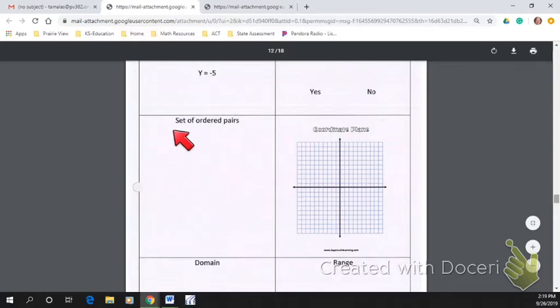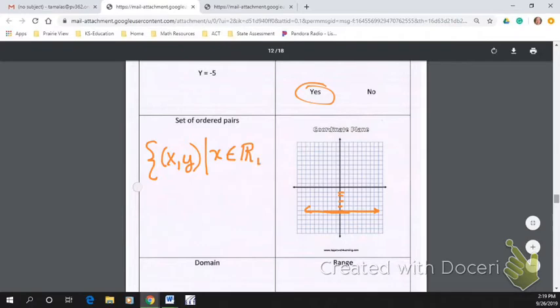We've got a horizontal line here. What horizontal line crosses the y-axis where? Negative 5. 1, 2, 3, 4, 5. Draw a horizontal line through there. So yes, it passes the vertical line test. So script R on domain. I am going to write a set of ordered pairs on this one because it's not too bad. It's the set of all points x comma y such that x is an element of the real numbers, and that's a comma there.